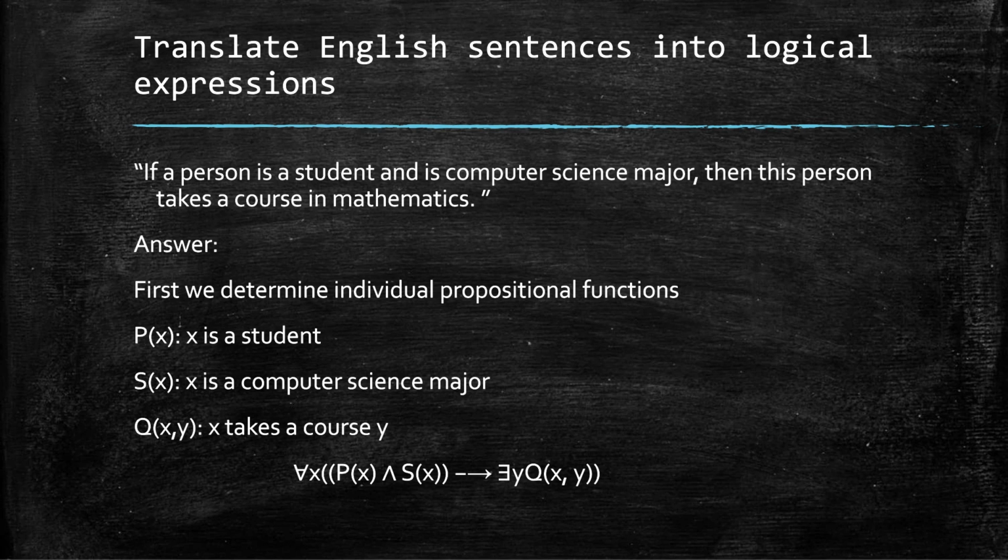and Q of x and y: x takes a course y. Which means for all x, P of x and S of x implies that there exists y, Q of x and y, which means a person who is a computer science major takes a mathematics course.